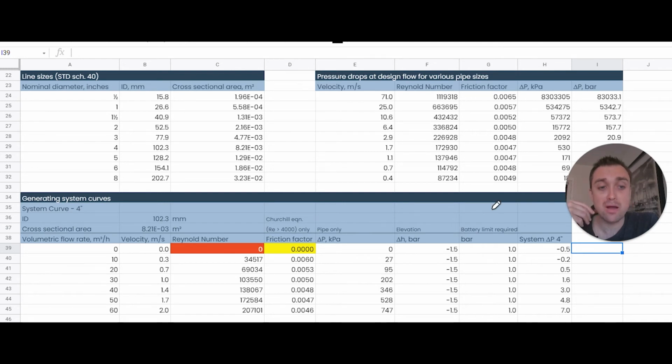But the problem is my friend wants a bar worth of pressure at their battery limit. So that is additional pressure drop I need to overcome. So I am going to add these three things together at various flow rates. You can see the elevation is constant regardless of the flow rate. And the 1 bar that my friend wants is also something that I need to fulfill regardless of the flow I'm delivering. So these are constant values. And once I've summed these together, I get the overall system curve over here for a 4-inch pipeline.